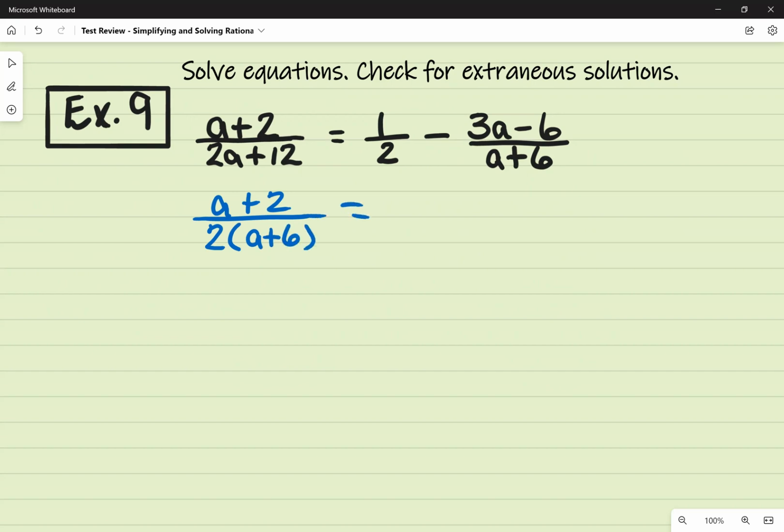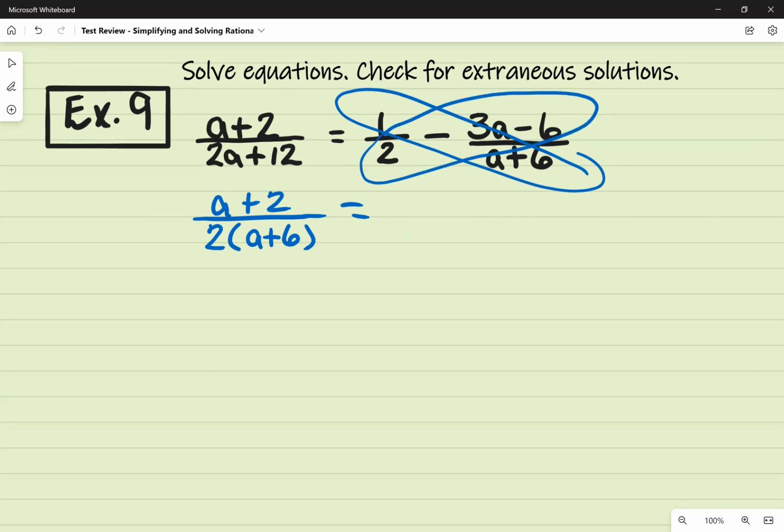Equals. Now, I told you above that if you have an uncommon denominator, you can do the butterfly method. That's what I'm going to do only for this side. I don't want to cross over the equal sign doing that. So on this side, I'm going to use that butterfly method that I told you about earlier. And so this is what it's going to look like. At the bottom, we already know is 2 times the quantity of a plus 6. On the top, 1 times a plus 6 is a plus 6.